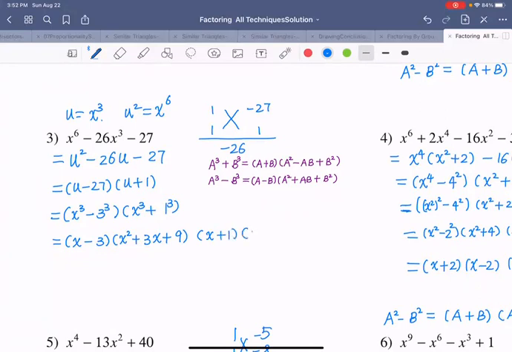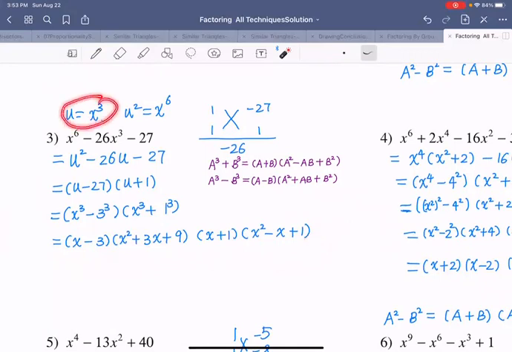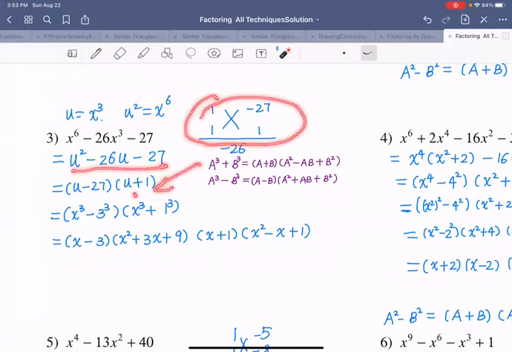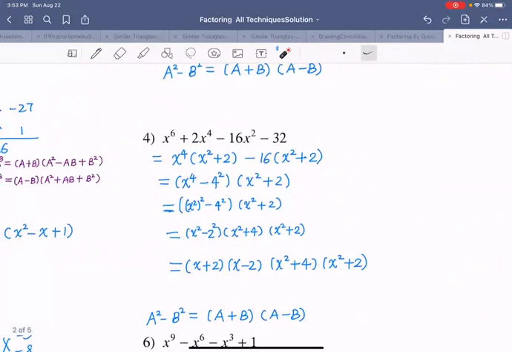times x squared minus x plus 1. Very good. This is perfect. To get to this step, there are several things you have to know very well. Step 1, you need to know to do the U sub. Number 2, you need to be able to do the cross multiplication. Number 3, you need to be able to manipulate these two important formulas. That's very good. I'm happy with your result.